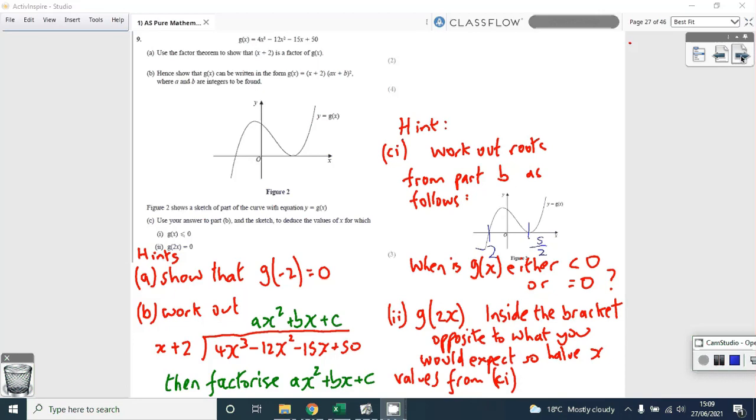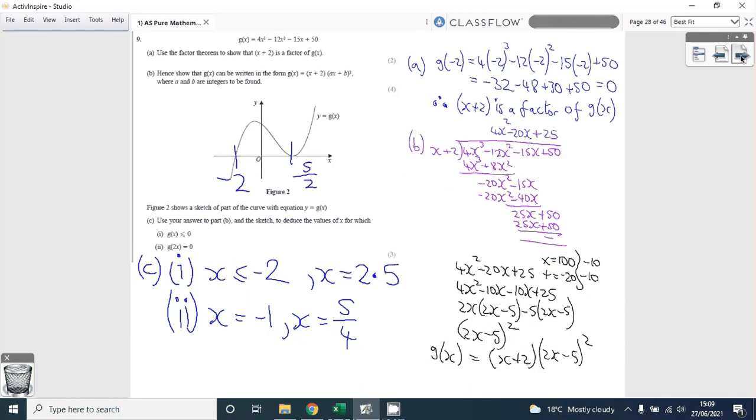So moving on to the solutions. Up here top right, when we substitute -2 in, we do indeed get 0. But make sure to put in your conclusion that therefore x plus 2 is a factor of g of x. Now when I've done my long division in part B, I get 4x squared minus 20x plus 25. I've then factorized that down here to get 2x minus 5 all squared. So popping it into this g of x format, I've got x plus 2, 2x minus 5 all squared.